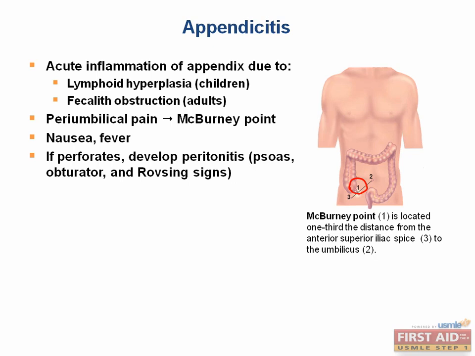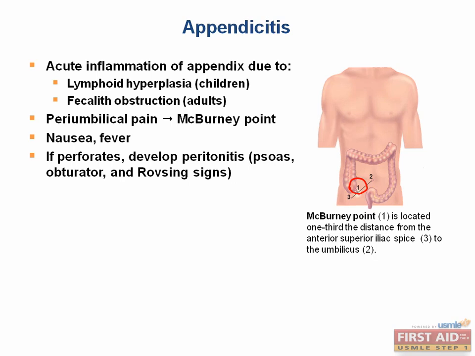Remembering back, psoas sign shows irritation to the iliopsoas of the hip flexors in the abdomen. A positive psoas test is when extending the thigh of a patient lying on their side with their knee extended causes them pain. Thus, inflammation of the appendix can cause a positive psoas test on the right side.